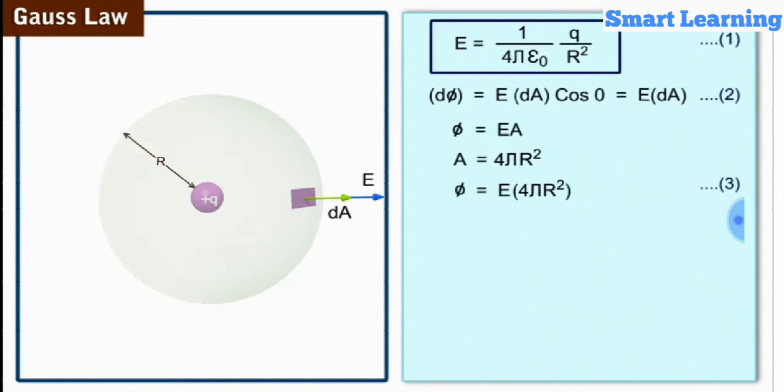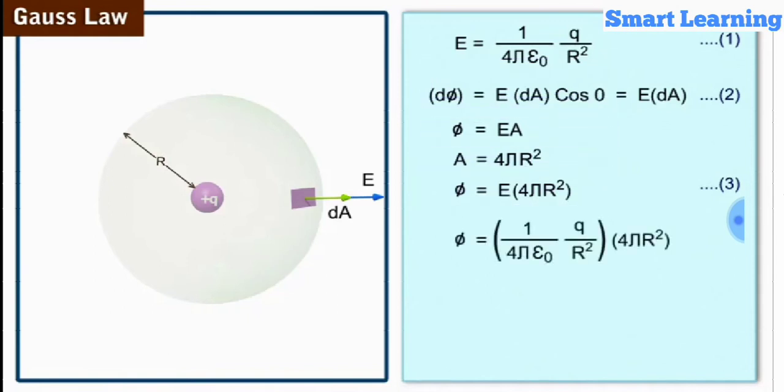Substituting equation 1 in equation 3 and simplifying, we get the net flux phi is equal to Q by epsilon naught. Let us label it as equation 4. We see that the net flux phi is proportional to the charge Q enclosed by the Gaussian surface. Or we can say that the net flux is proportional to the charge inside the Gaussian surface.